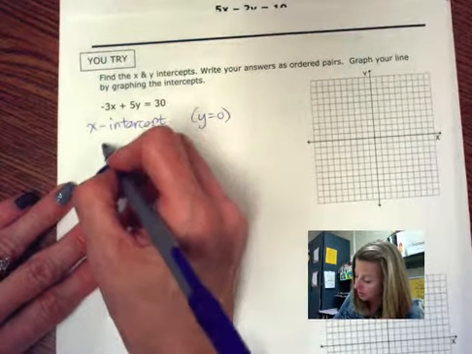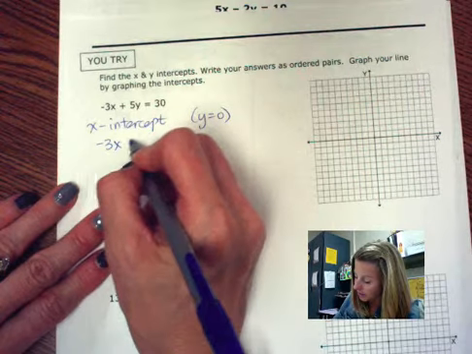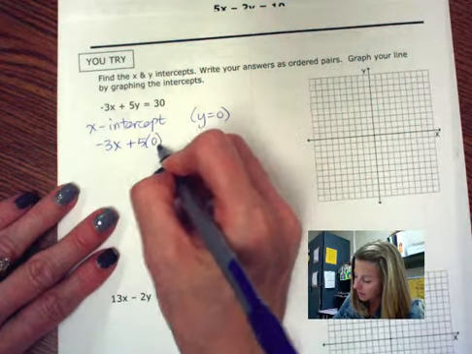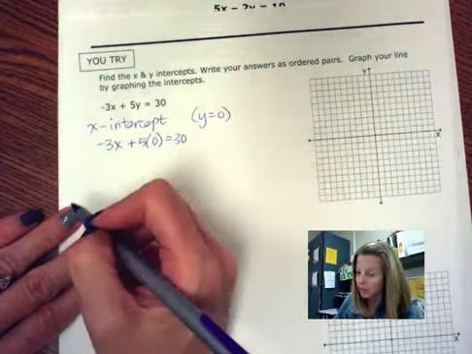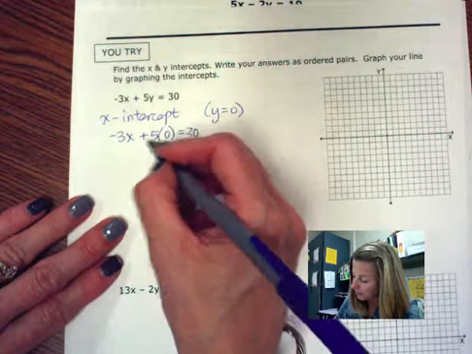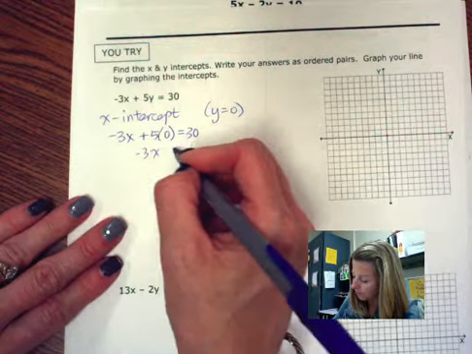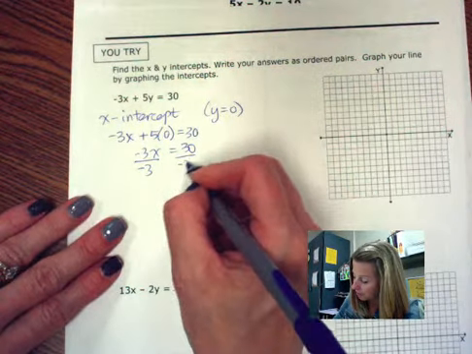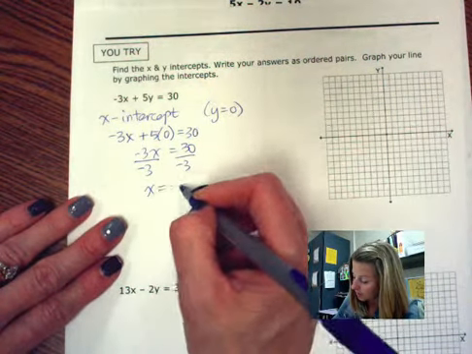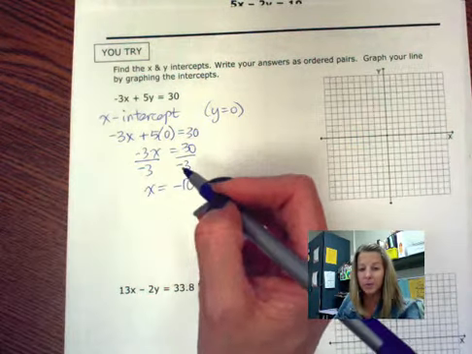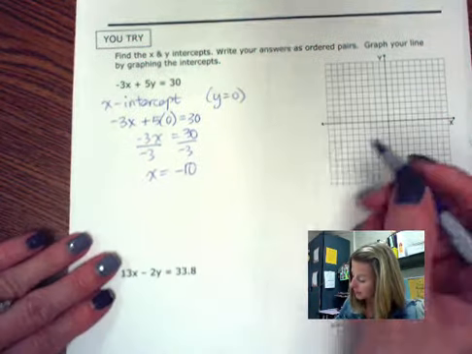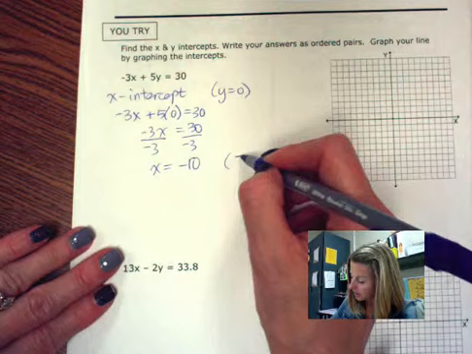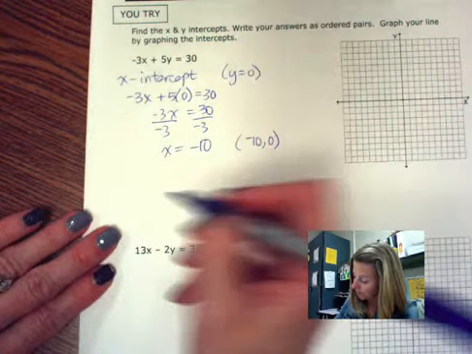So when I substitute in, I'm going to do negative 3x plus 5 times 0 equals 30. So 5 times 0 is 0. So negative 3x equals 30. Divide by negative 3, divide by negative 3. So x is equal to negative 10. So negative 10 for my x-intercept, and that ordered pair is going to be negative 10, 0.